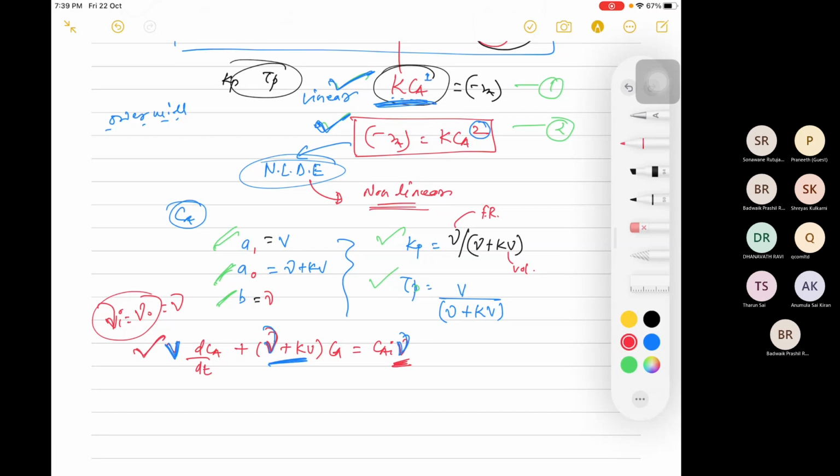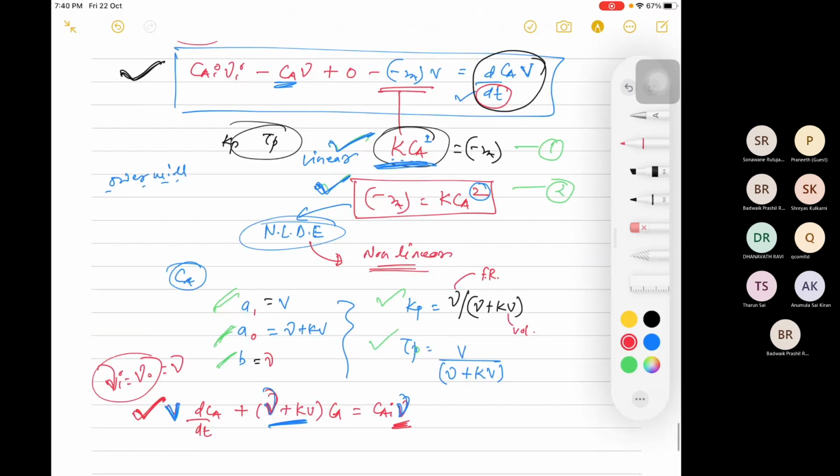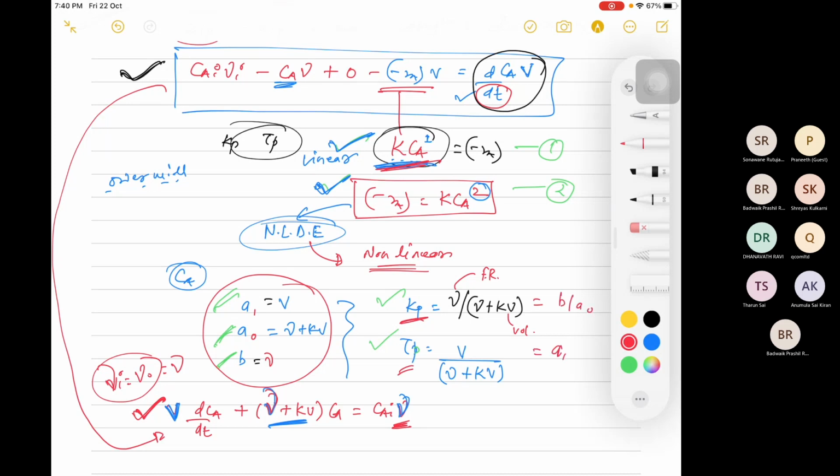Are you getting this? So you just do this arrangement by replacing minus RA equal to this. You are going to get this form. Now you just compare the coefficients. What is Kp? Kp is equal to b by a0 and tau p is a1 divided by a0. So for any system, now onwards, just model the system, get the coefficients a1, a0, b, and calculate these values Kp and tau p.